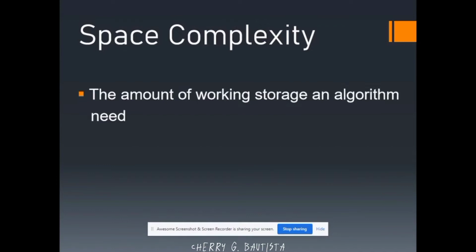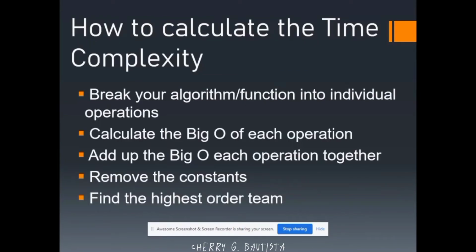Here, we have to know how to calculate the time complexity. Break your algorithm function into individual operations. Calculate the big O of each operation. Add up the big O of each operation together. Remove the constants. Find the highest order term.